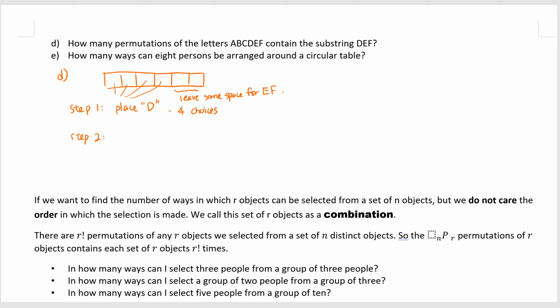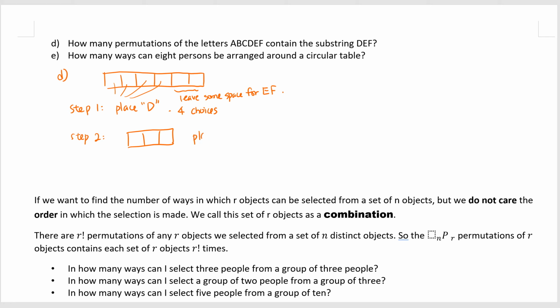Okay, step 2. After we place the D, the E and F come after the D. Now we have already filled in 3 letters. How many boxes are left? We only have 3 boxes left. Maybe they're not connected together, but we only have 3 boxes.